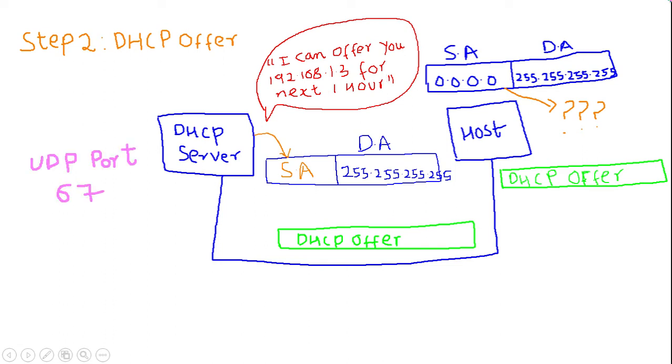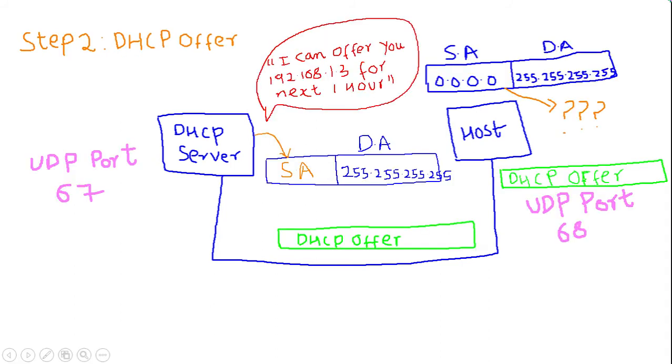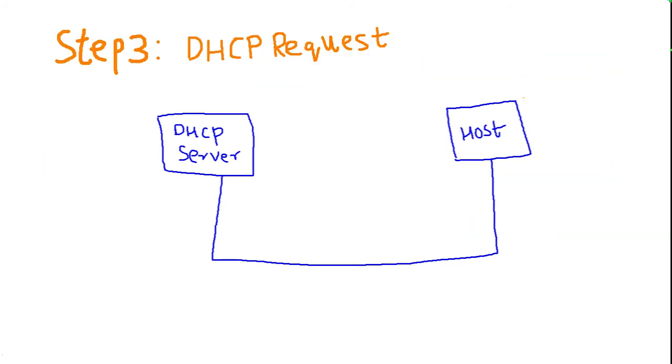So the port, as we saw in past few steps, the port involved on the server side is port number 67. The port involved on the host side is port number 68. So this message reaches the host. Now we are in step 3. Now host has something to request.